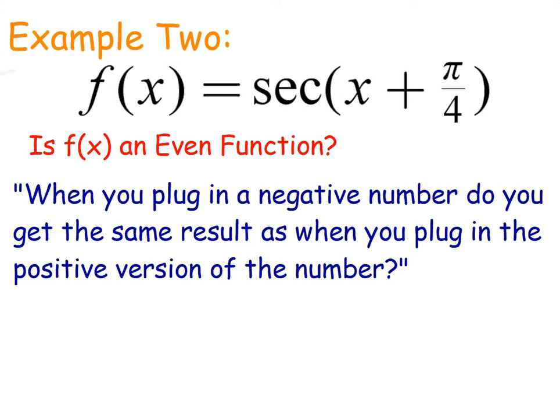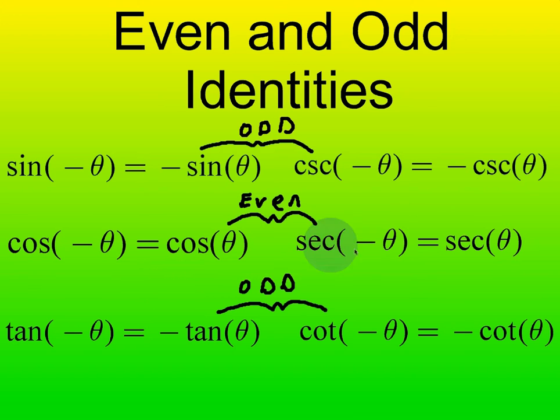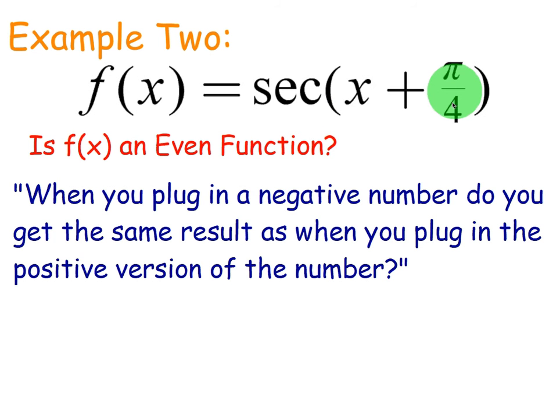We're going to look at example 2 of proving whether or not a function is even. This time we have f of x is equal to secant of x plus pi over 4. Now if you recall, here are our even and odd identities, and over here we see that secant of negative theta is equal to secant of theta, so it's even. However, be cautious because there is an alteration here with the secant function. It says x plus pi over 4, so we can't assume it's even.